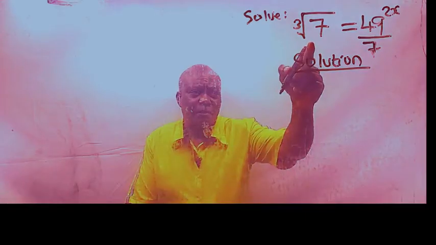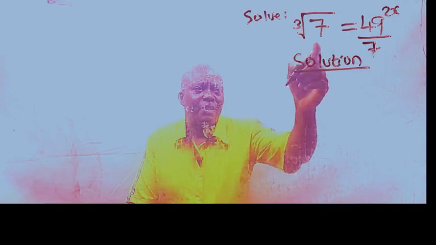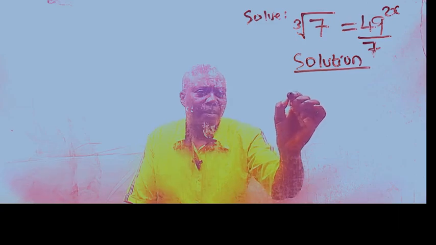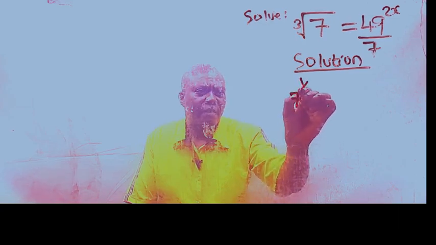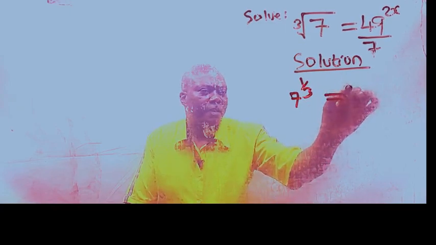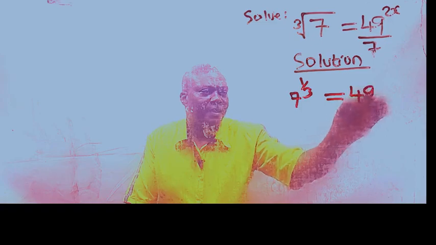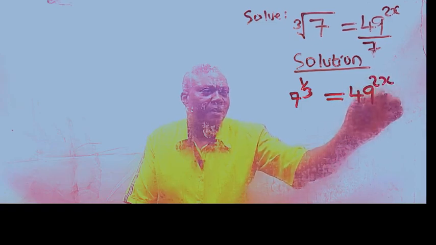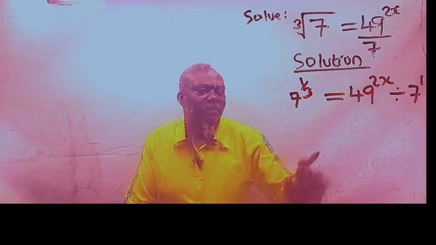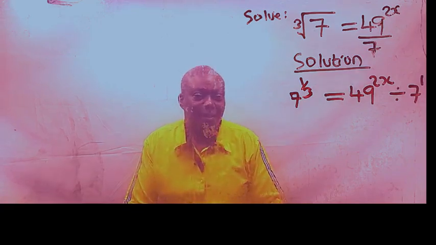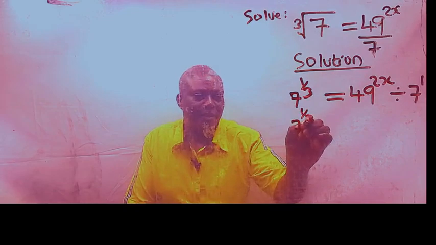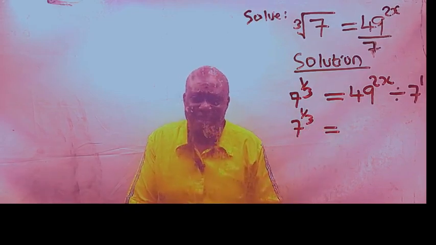This is cube root of 7 equals to this and this. So to do it now, arrange this one to be 7 raised to power 1 over 3 and the other equals to 49 power of 2x divided by 7 to power 1, so that your work will be easy. So 7 power 1 over 3 will be equals to 49.